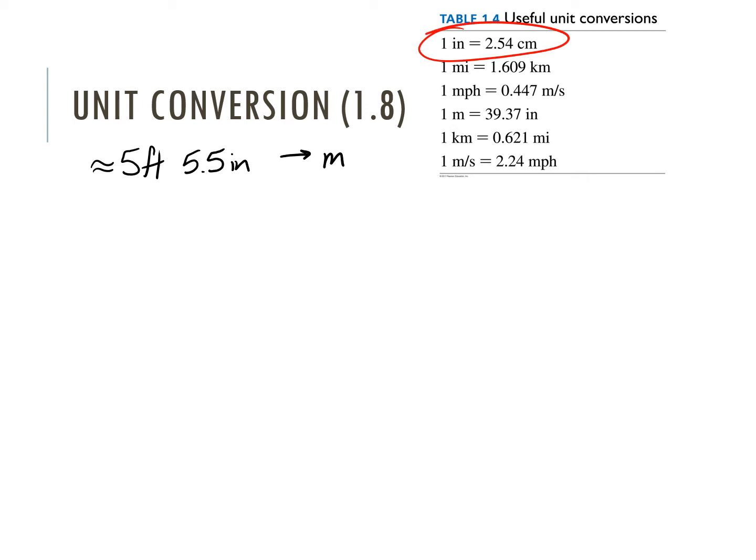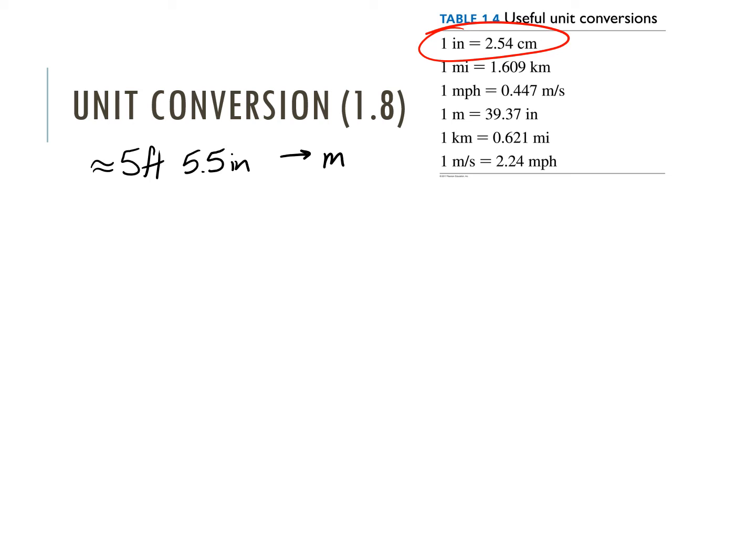I don't know how many fractions of a mile tall I am, so that's not useful. I'm not a mile per hour, I'm not some unit of speed, so that's going to get rid of that one in meters per second. If I knew my height in meters or kilometers, I wouldn't need to go through this, so I need to use this top conversion here.